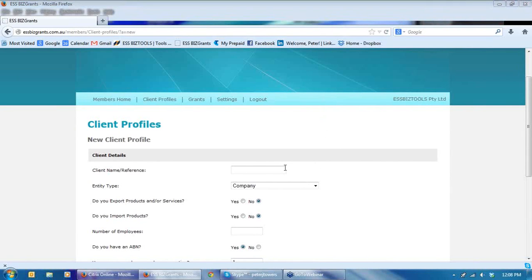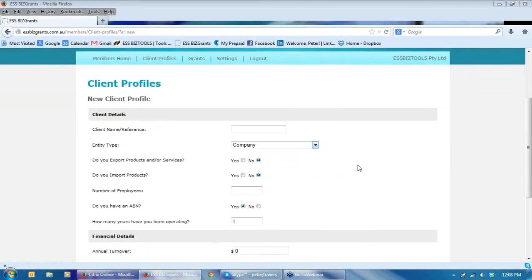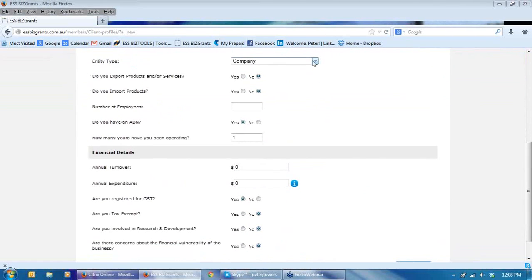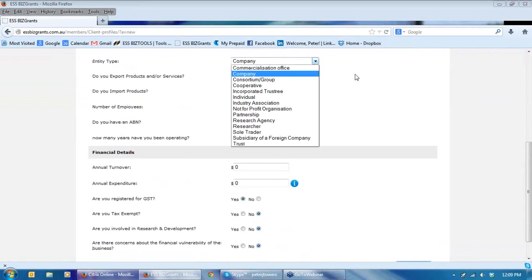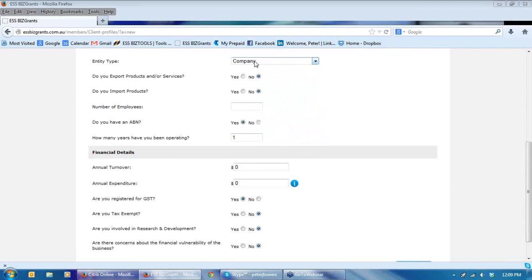You can insert the name of your client, or if you wish you can use a number because we are using cloud technology. You need to identify what structure the entity is. All of these entities can obtain some government grants, but the most popular entity is a company.